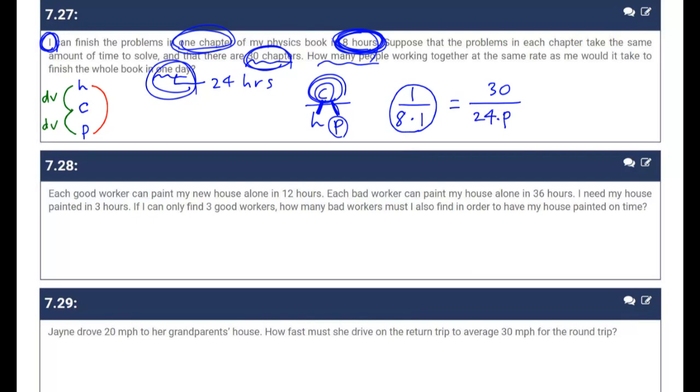Now this is a solvable equation, isn't it? Let me try. 1/8 should equal, well, does this reduce? 6 goes into 30 5 times, 6 goes into 24 4 times, so it'll be 5/4P. So if I do cross multiplication, it will be 4P equals 40. That leaves P equals 10. So we need 10 people to finish 30 chapters in 1 day, or 24 hours.